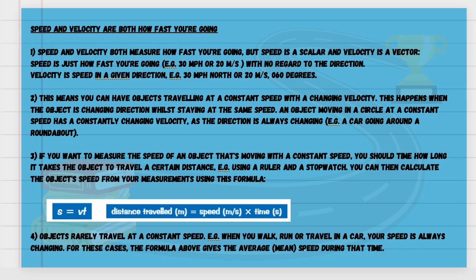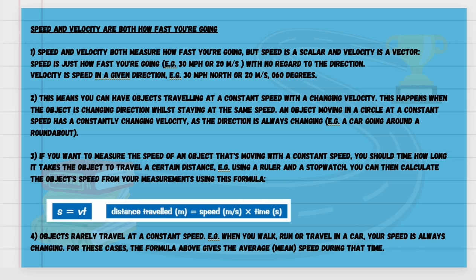If you want to measure the speed of an object that's moving with a constant speed, you should time how long it takes the object to travel a certain distance. For example, using a ruler and a stopwatch. You can then calculate the object's speed from your measurements using the formula below, which is distance travelled in meters equals speed times the time taken.